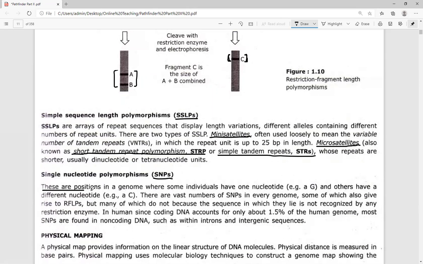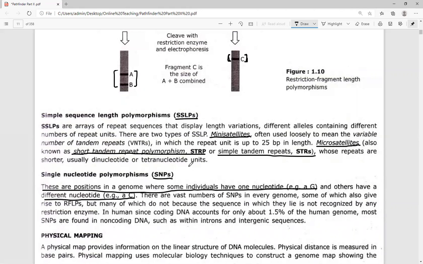These are positioned in a genome where some individuals have one nucleotide, that is guanine. Other individuals have a different type of nucleotide, that is cytosine. Then such positions contribute to the SNP, single nucleotide polymorphism.